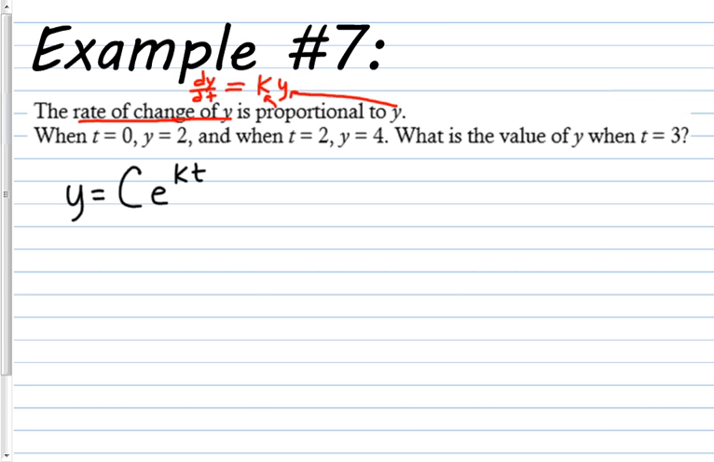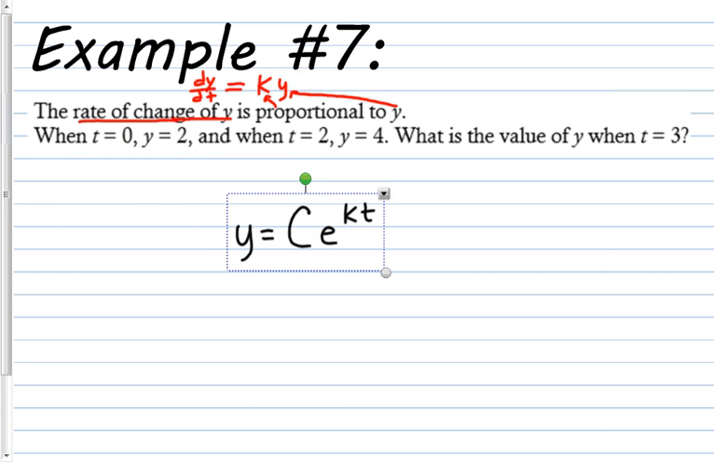They're telling me some stuff. They're telling me when t is 0, y is 2. So that's the initial value. I'm going to move this over. So this is the initial value of y. So basically c.